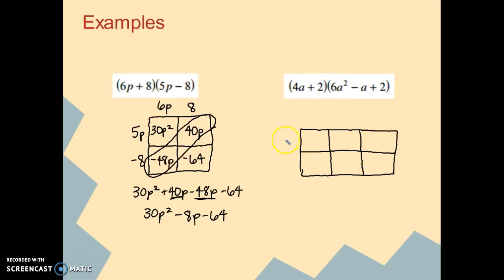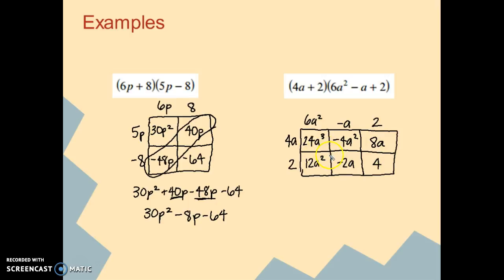Now 4a plus 2 has to go down the side because this is where my 2 terms are. So I have 4a and a positive 2. And then my trinomial, I have 6a squared, a negative a, and a positive 2. My top left box, 4a times 6a squared, is 24a cubed. 4a times negative a, negative 4a squared. And 4a times 2 is 8a. Now I'm going to do the same thing across the bottom. 2 times 6a squared is 12a squared. 2 times negative a is negative 2a. And 2 times 2 is 4.